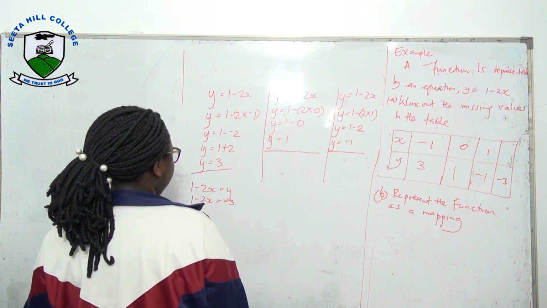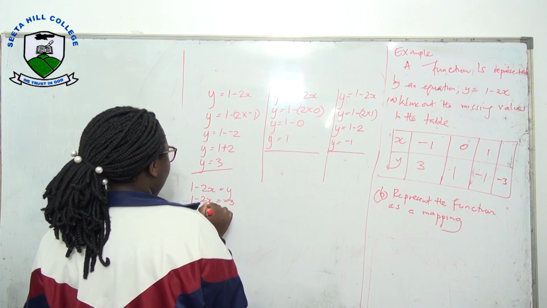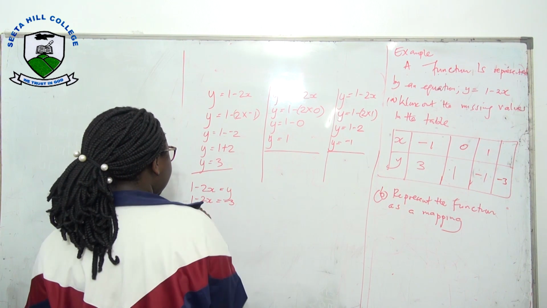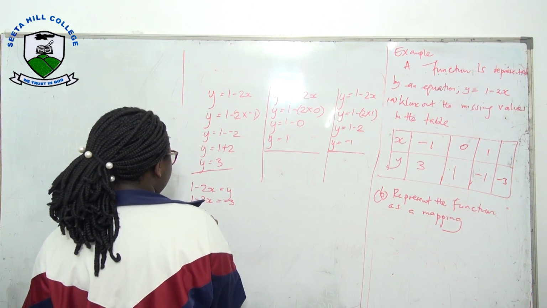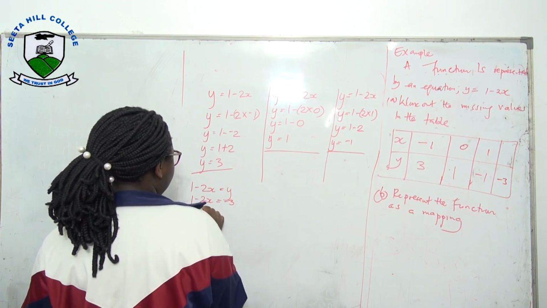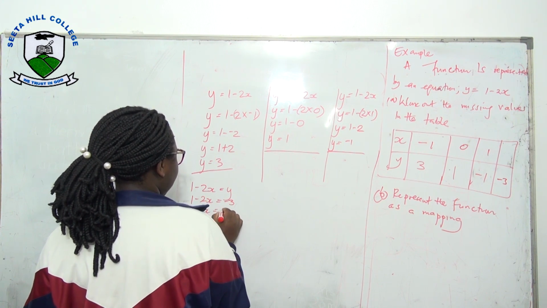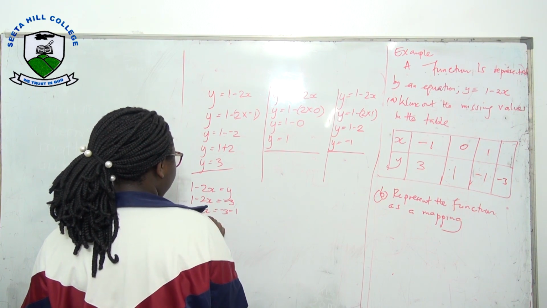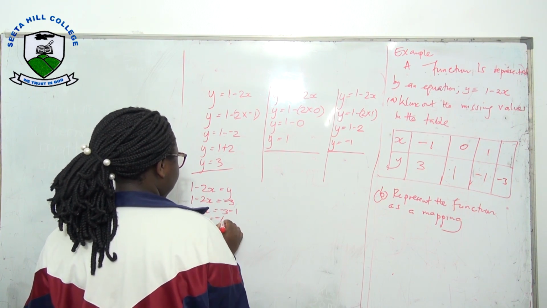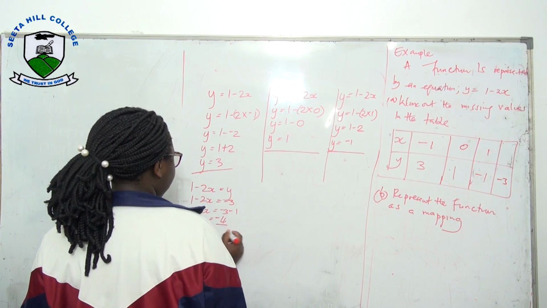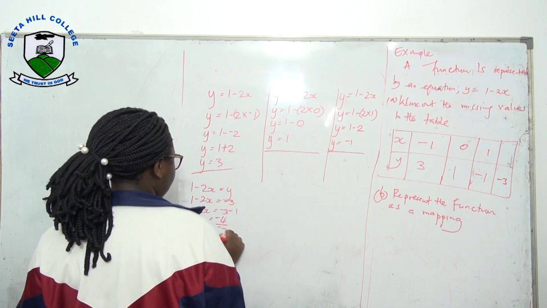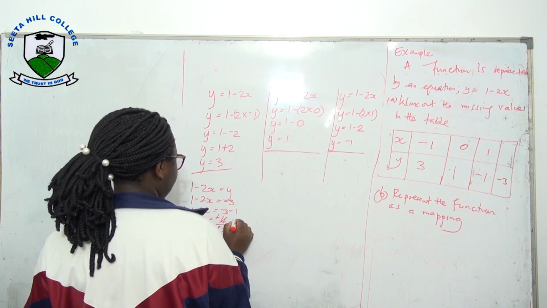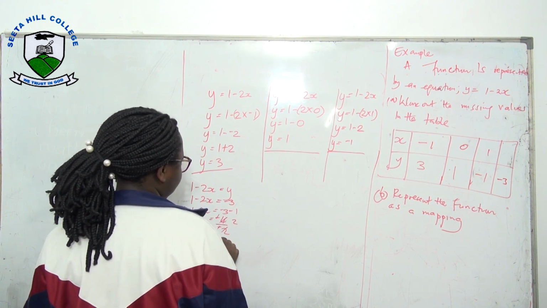So since this one is a positive, we shall subtract 1 on both sides. So we shall have 1 minus 1 minus 2x is equal to negative 3 minus 1. So it will give me 2x is equal to negative 4. We divide both sides by negative 2 to give us 2. So x is equal to 2.